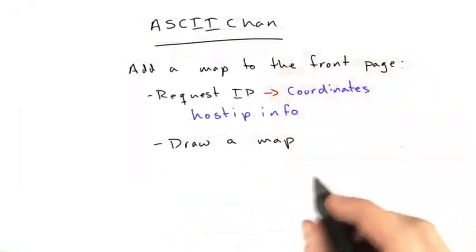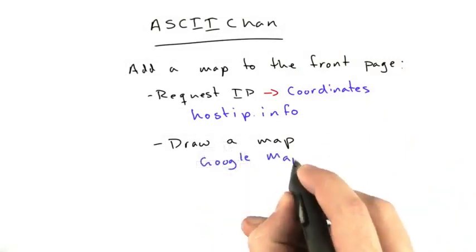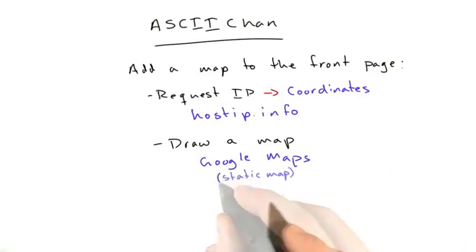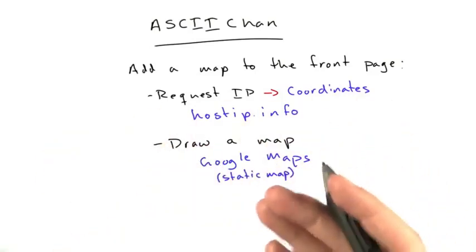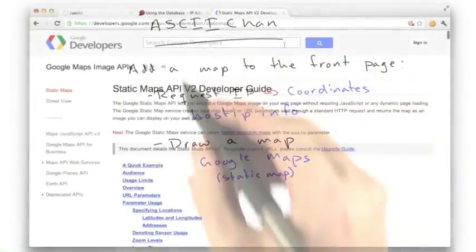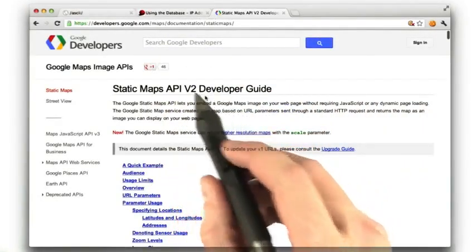We also want to draw a map, and for this we'll be using Google Maps. Google Maps has a really handy service called Static Maps, which is where we can basically make a URL that draws a map with markers on it. And I'll show you where the documentation for that lives. That is here. It's called the Static Maps API version 2.